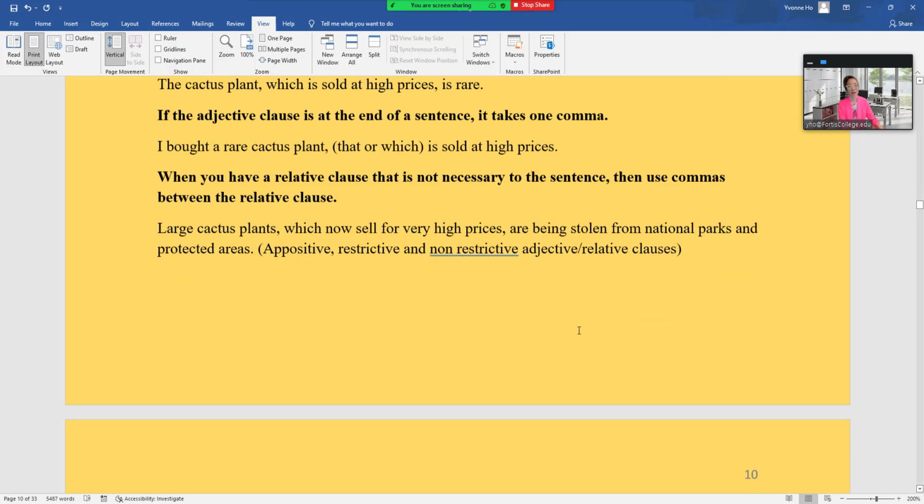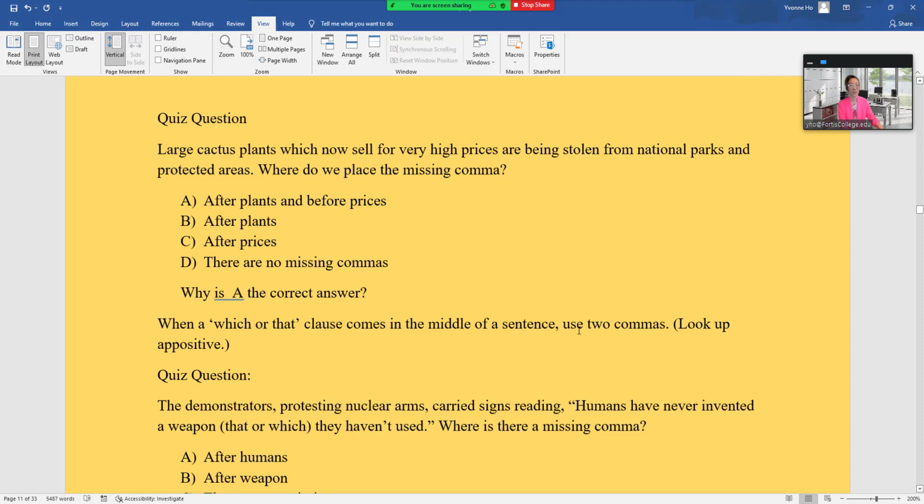So you can look that up. A quiz question. Large cactus plants, which now sell for very high prices, are being stolen from national parks and protected areas. Where do we place the missing comma?